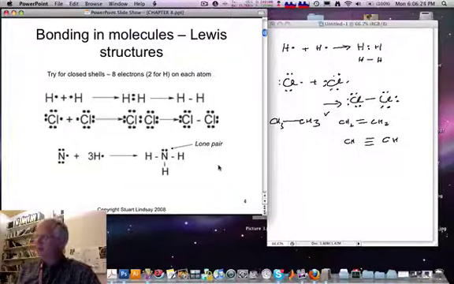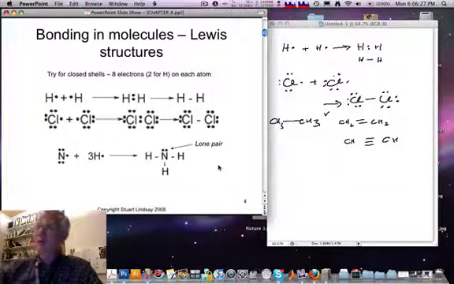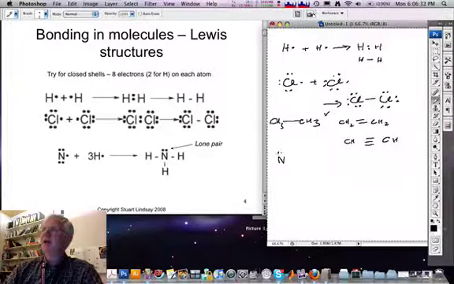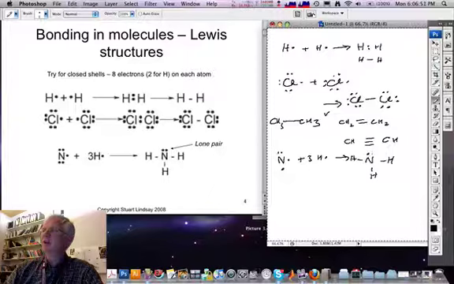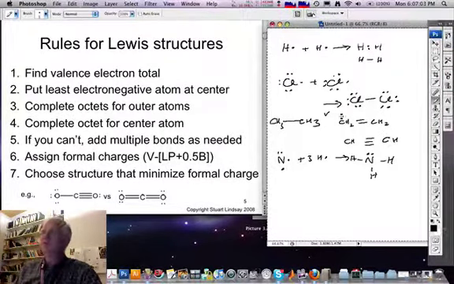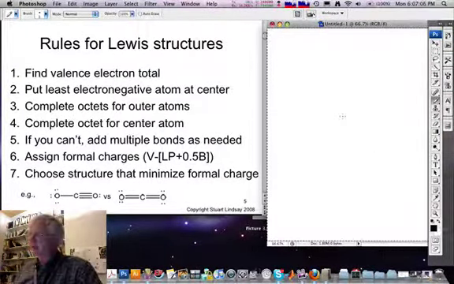Here's one more example of a Lewis structure, which is ammonia. So let's write down the nitrogen with its 5 valence electrons, the hydrogens with their 1 electron, and then this goes to NH3. So the nitrogen is now sharing 3 electrons here, leaving 2 over as the famous lone pair of which we have often talked. So let's review the rules for making Lewis structures systematically.